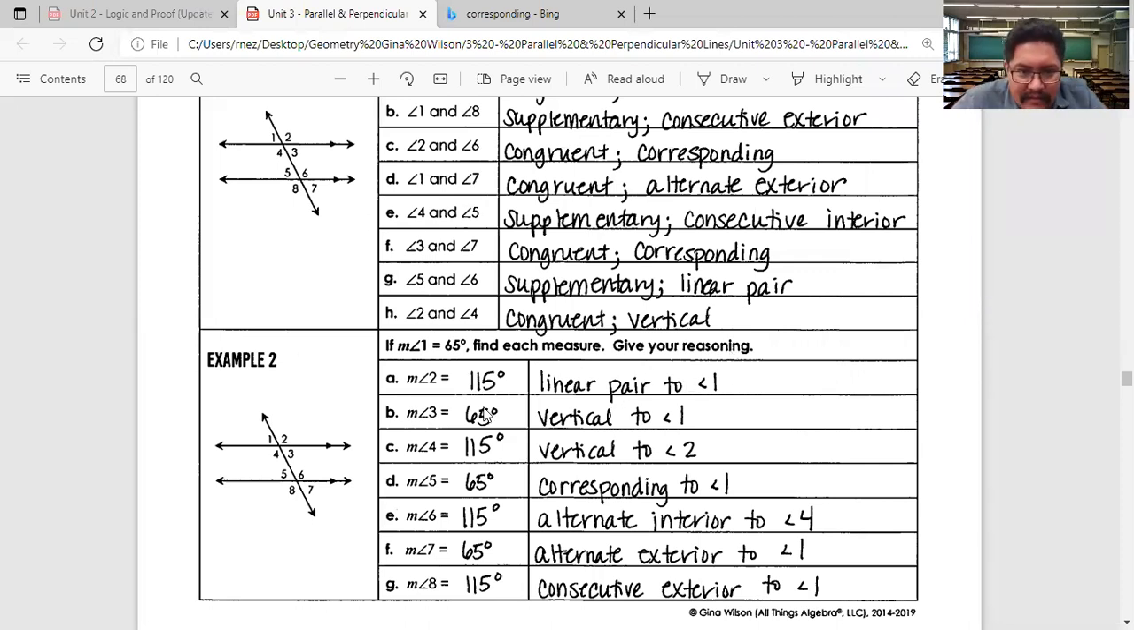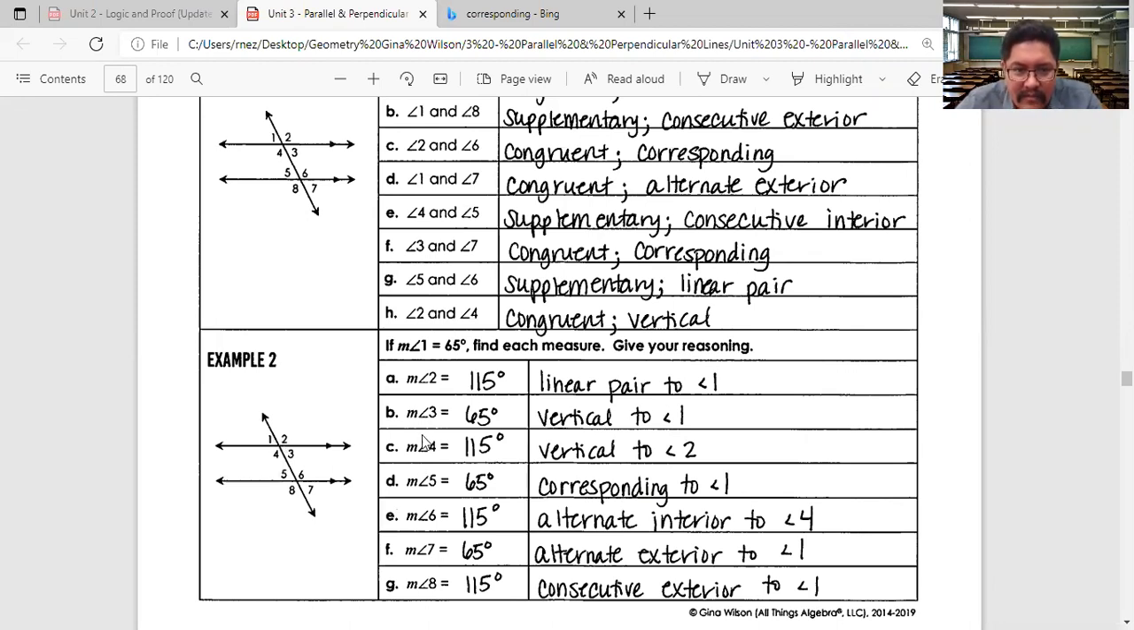All right, next one here, measure of angle 3. So here we have 3, and that would be 65. If you look right across from 1, because again, angle 1 is the one thing that we know definitely. Okay, we definitely know that's going to be 65. So between angle 1 and 3, they are vertical. They're right across from each other. So since it's vertical to angle 1, then we must know that it is the same.